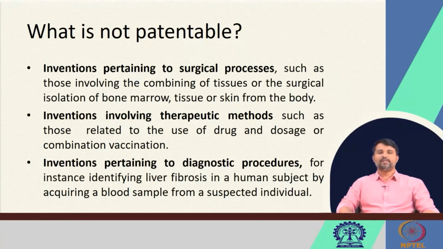Similarly, inventions involving therapeutic methods, such as those related to the use of drug and dosage or combination vaccination, are all non-patentable subject matters. Similarly, inventions pertaining to diagnostic procedures, for example, identifying liver fibrosis in a human subject by acquiring a blood sample from a suspected individual. So, these are all diagnostic procedures which are not patentable under Section 3.